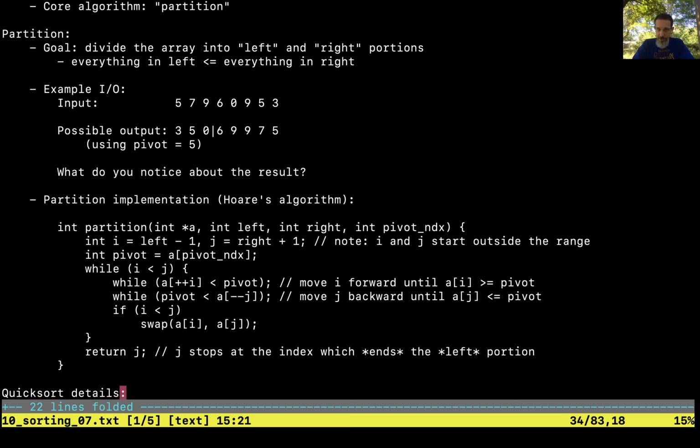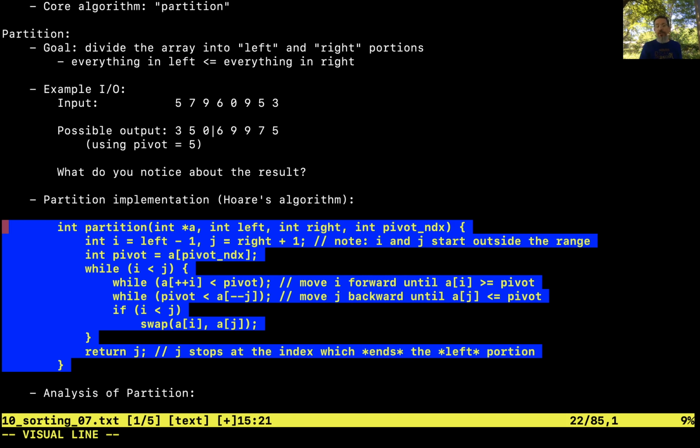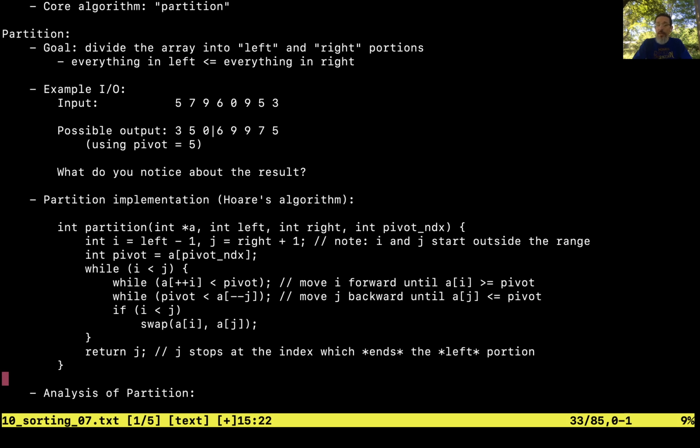Okay, so now that we have the partition, actually, let's do some analysis. Okay, how much time does it take to partition an array of length n? Well, it's pretty clear that we're going to march forward and backwards until they meet, and each element of the array is going to be visited exactly once. So it's fairly clear that for an array of length n, this is order n. Okay, this is an order n algorithm.